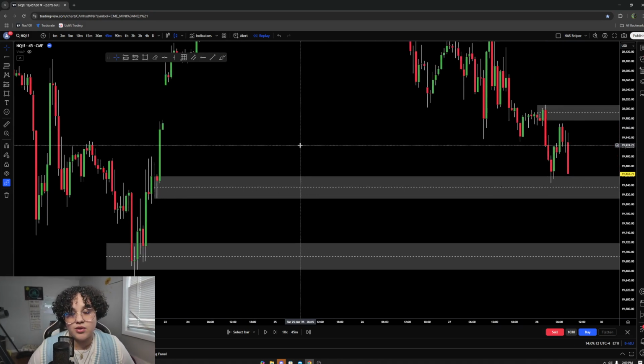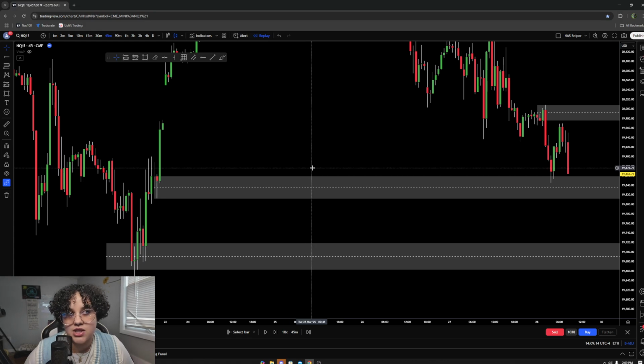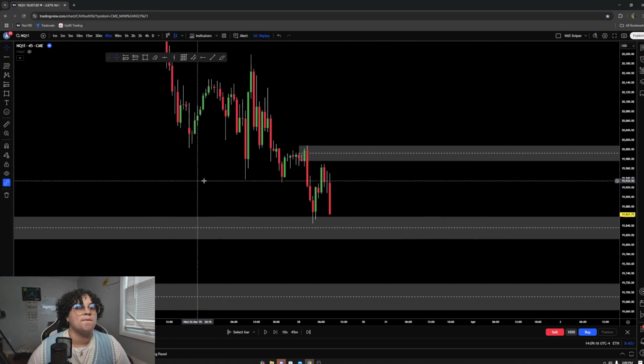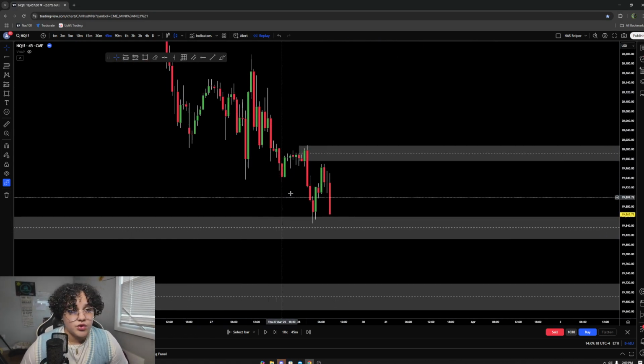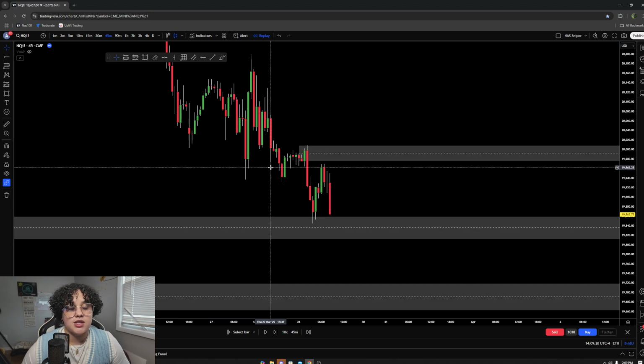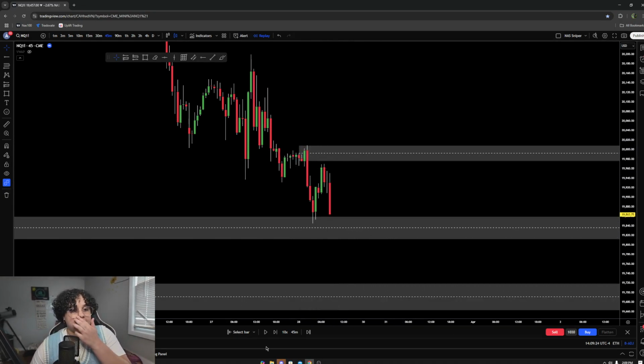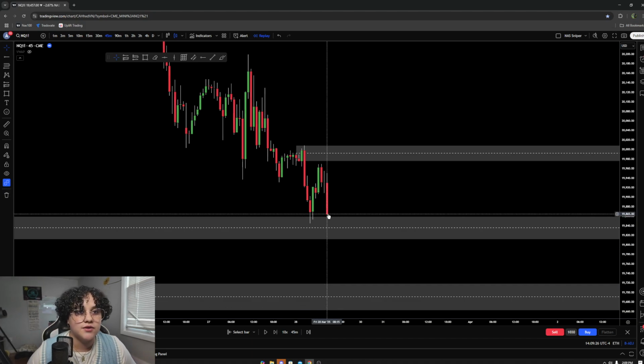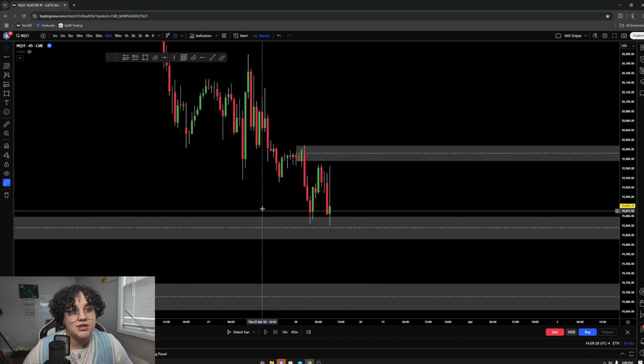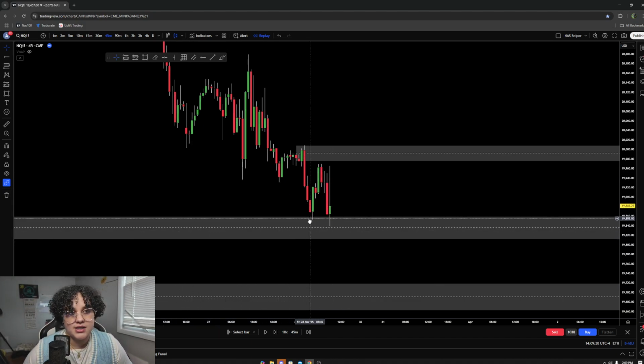Or if not new, then areas that haven't been touched as much, okay? But yeah, I only trade New York session. Right around 9:15 I start charting. So this is actually how my chart kind of looked. And I really like this 45-minute because price had already made a reaction off of it.